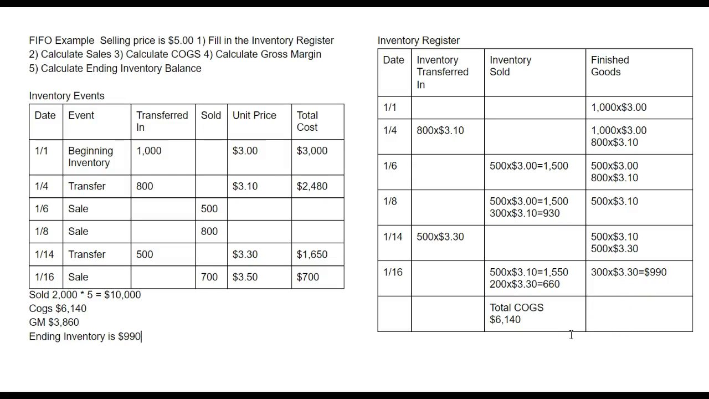So basically that's how you do this. And so if we look here, we have a FIFO example. So we're getting rid of our oldest inventory first as we make a sale. And then we just subtract it from our finished goods warehouse or inventory, whatever you want to call it. And we work our way down to $990 in ending inventory. So that's a quick example on FIFO.